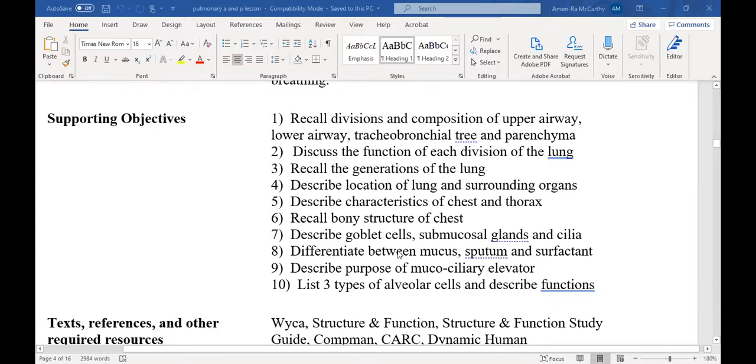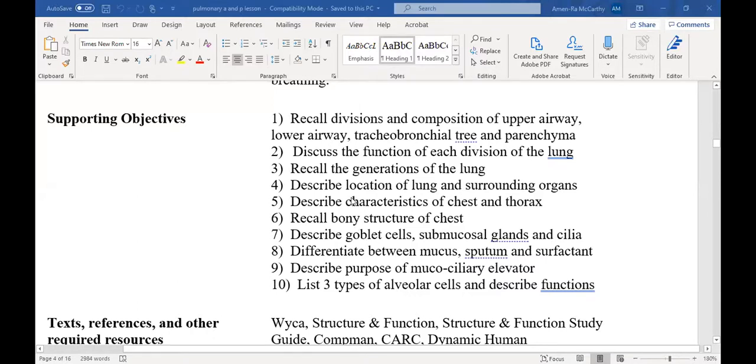Okay? So you're going to have to know what all is encompassed in the upper airway. What's in the lower airway? The tracheobronchial tree. It starts with the trachea, but it breaks down into an upside down tree. You got to know the divisions of it and what's involved there. What type of tissues are in each division. Okay? Discuss the function of each division. Recall the generations of the lungs. But I don't make you guys know all the generations, just the first one or two, as far as knowing it by the generational number. You will know what it is and how it functions, but as far as, this is generation 16, you don't have to remember it like that, okay?